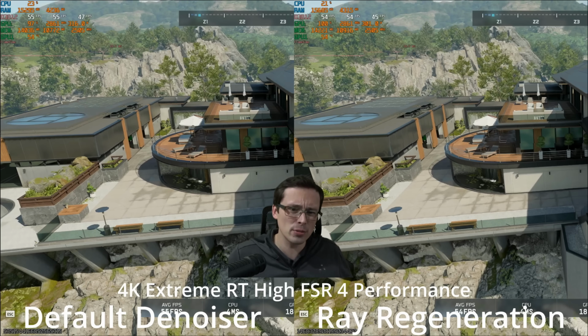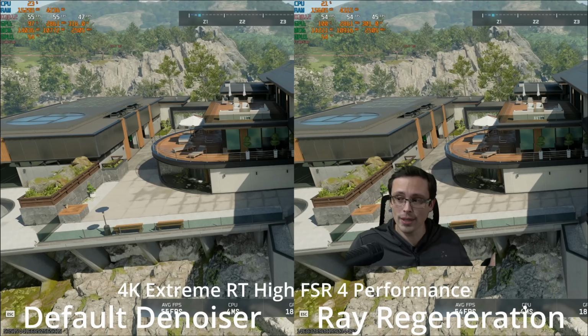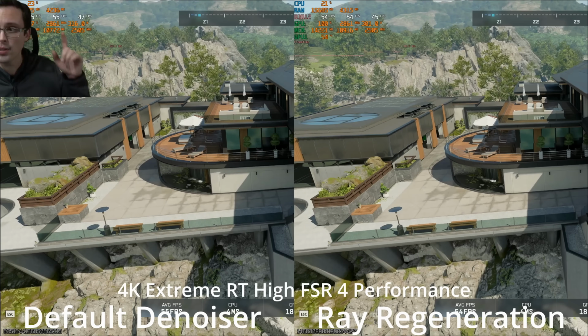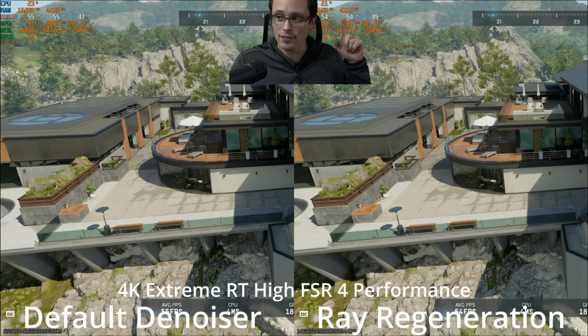I selected those because those are generally the modes I would actually use on a 9070 XT on those types of displays. Anyway, I've got the side by side. We have the default denoiser on the left. We've got Ray Regeneration on the right, but you can also monitor some performance numbers up here. Now, the one in the middle is going to be the average frame rate.